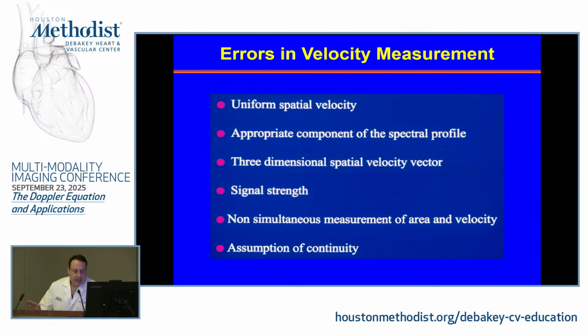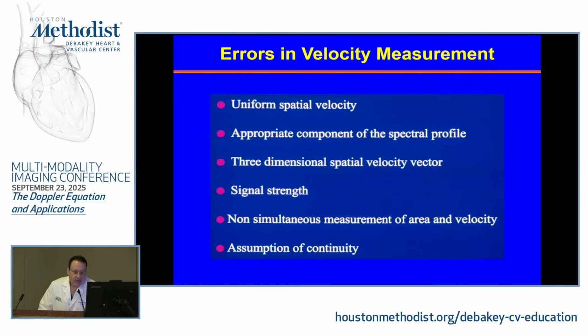So we covered errors in area measurement. How about errors in the velocity measurement? So the first assumption that we make is across that cross-section of flow, the velocity is the same. Sometimes it's close. This is true. Sometimes it is not. The velocity profile that you record with pulse wave Doppler, for example, has red blood cells moving with different velocity. And so if I use the incorrect component of that spectral profile to get the velocity, then there will be errors. We will see real examples of that shortly.